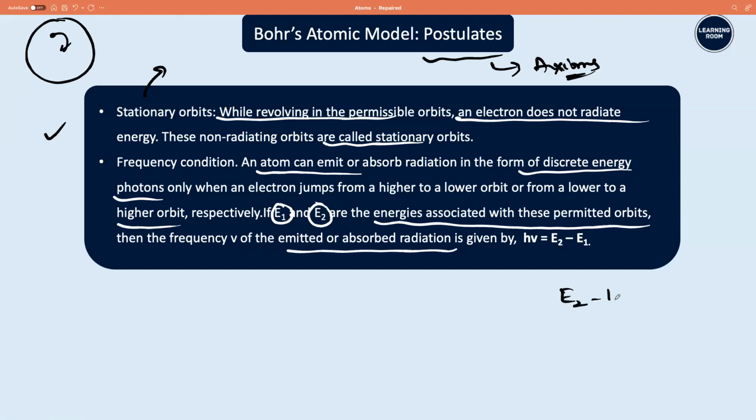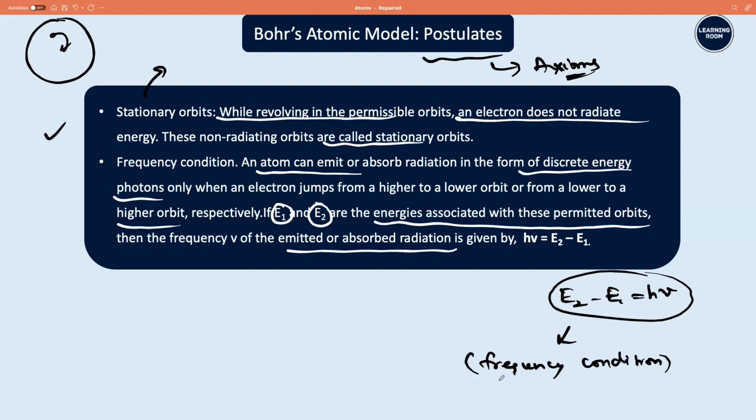So E2 minus E1 is equal to h nu, which is what is called Bohr's frequency condition. Are you able to understand? Yes or no?